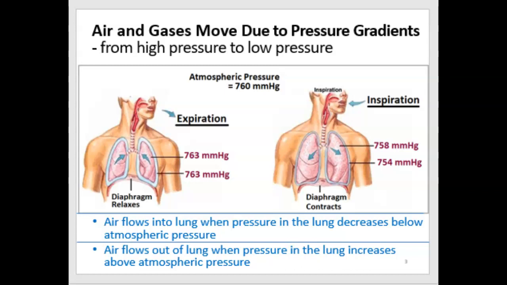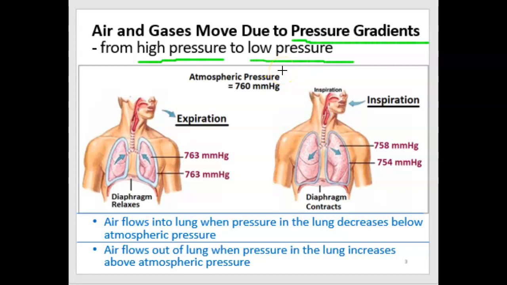So, why does air move in and out when we change the size of the thoracic cavity? It has to do with creating a pressure gradient. So air moves due to a gradient of pressure. Just like everything else we've learned about movement of molecules, movement of fluid, air is going to move from a region of high pressure to a region of low pressure.